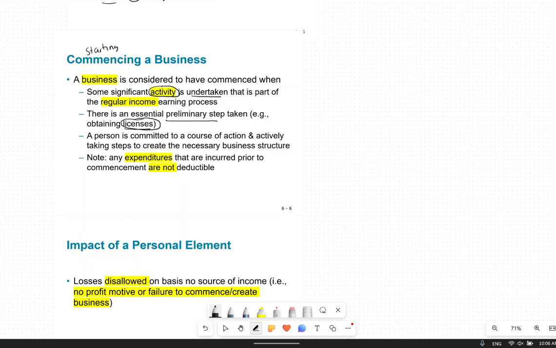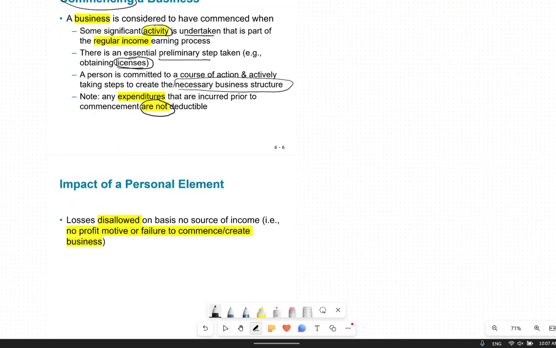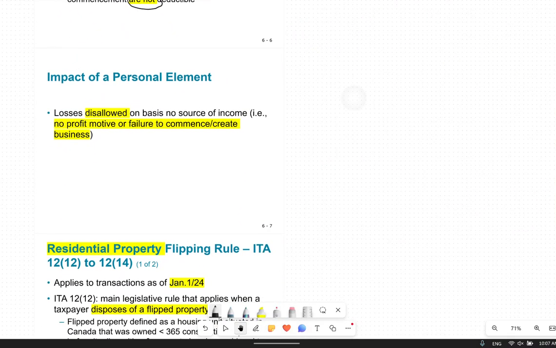By obtaining a license, a person is committed to a course of action and actively taking a step to create a necessary business structure. Your business is started when you're creating a necessary business structure. Note that any expenditure that is incurred prior to commencement is not deductible. Remember, if you have an expenditure incurred prior to commencement, it is not deductible. Your business has to start in order for you to claim your expenses.